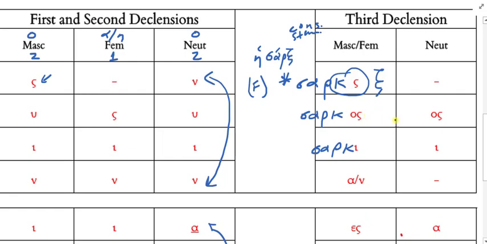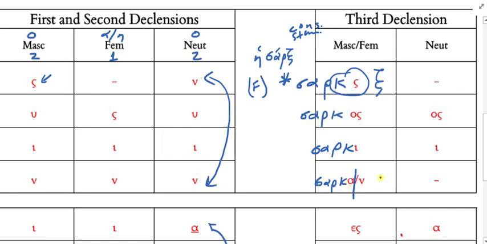Sarkos, how would you translate that with that genitive case ending? Yeah, of a body. Of a body, assuming there's no article, right? Of a body. Sarki, to a body, in a body, with a body. And the accusative is sarka. And here, you actually have two possibilities, an alpha or a nu. You can't just pick whichever one you want, okay? Some nouns will take an alpha for their accusative singular. Some nouns will take a nu. In this case, sarx will take the alpha, okay?